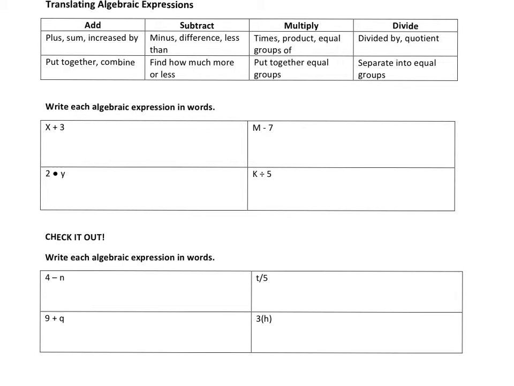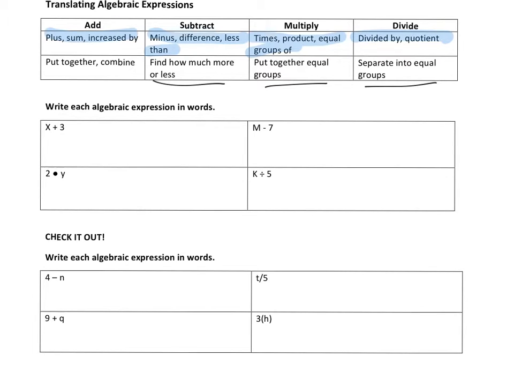Okay, in this section we're going to translate algebraic expressions, and if you notice in these boxes up here, what we're going to do is we're going to use these words instead of add, we're going to use these words instead of subtract, these for multiply, and these for divide. Now remember, adding means put together or combine, subtracting means that you're going to find out how much more or less. Put together, or multiply means put together equal groups, and then divide means separate into equal groups. Okay? So down below is where we're going to do our work.